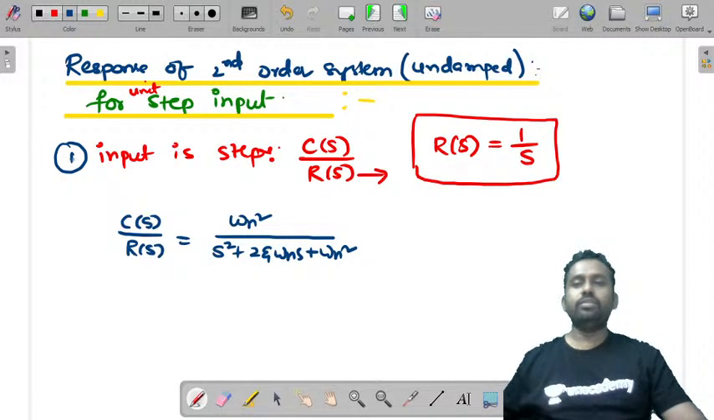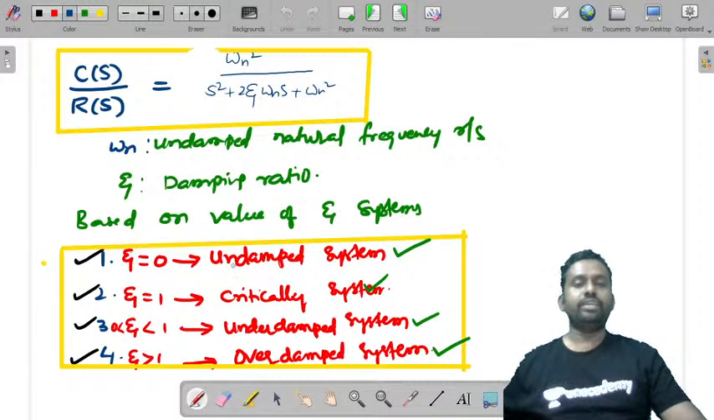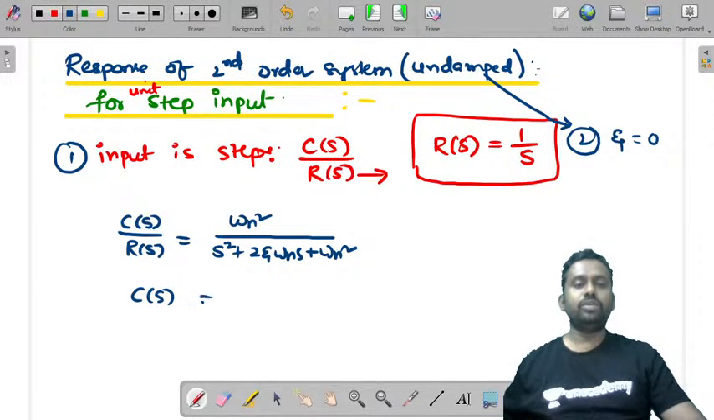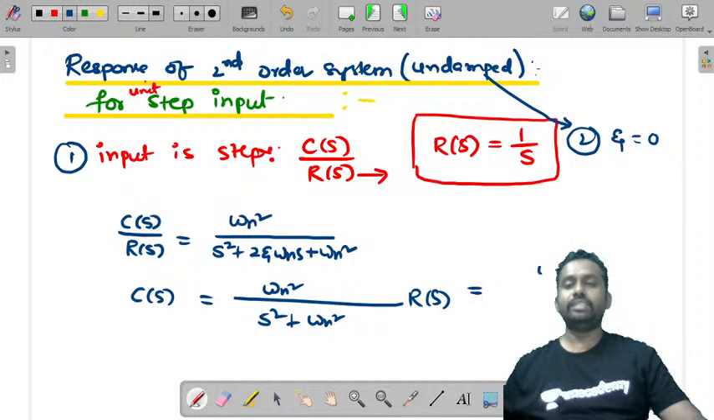The second important point here is it is an undamped system. For an undamped system, the value of zeta, the damping ratio, is 0. Substitute these two conditions. So C of S is equal to omega n square by S square plus omega n square into R of S.